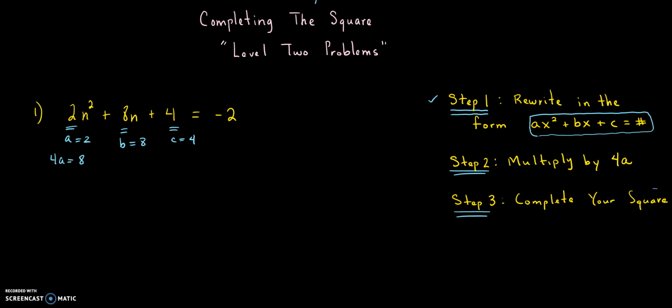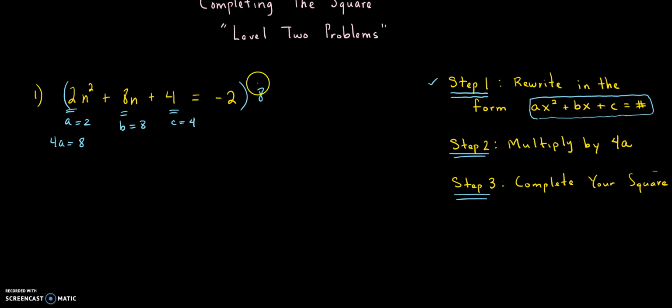I call this in class our magic number, and pretty soon you're going to see why in the next couple of lessons this coming week. But this number 8 is what we multiply everything by. That's going to allow me to create some really nice numbers, so that when I complete my square, I don't have to worry about fractions. It'll just complete very, very nicely. So let's see what multiplying by 8 does.